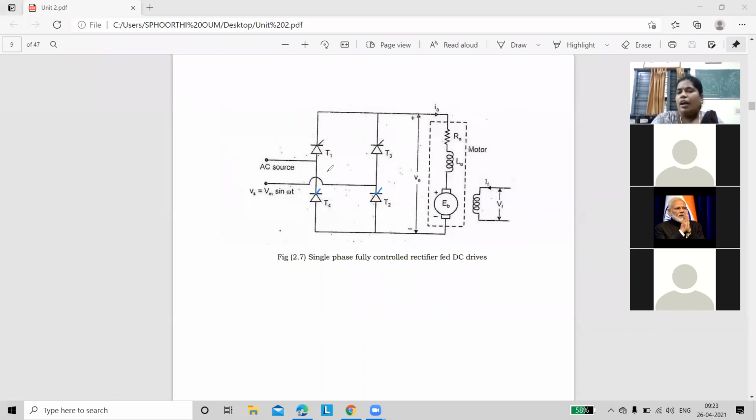Next, I am asking a question for you. Actually, in the half wave rectifier, that means in the previous topic, we connected a freewheeling diode. But in this circuit, the full wave controlled rectifier, we have not connected a freewheeling diode across the load. Can you just guess the reason? What is the reason behind this? Why is the freewheeling diode not connected here?